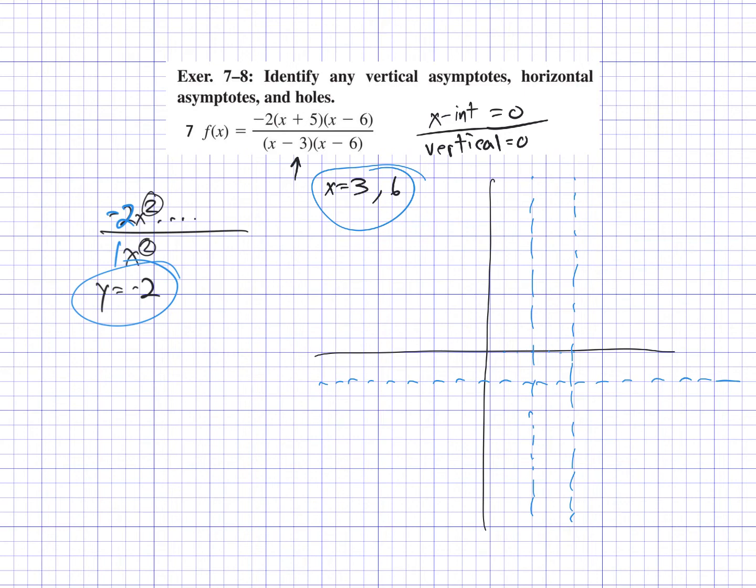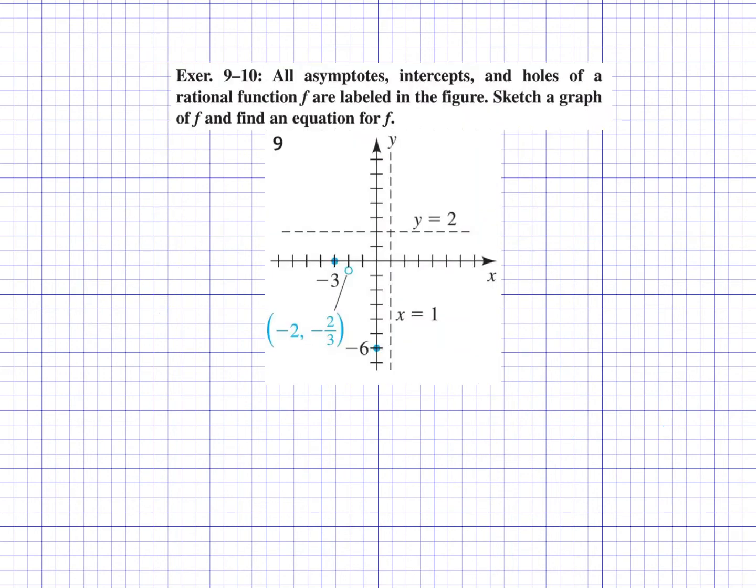But typically, you're looking above and below the horizontal lines to see where you're going to be drawing, and it'll let you know that. So let's move on to other things, and we'll eventually get to those. All right, asymptotes, intercepts. Here we go. Asymptotes and intercepts and holes of a rational function.